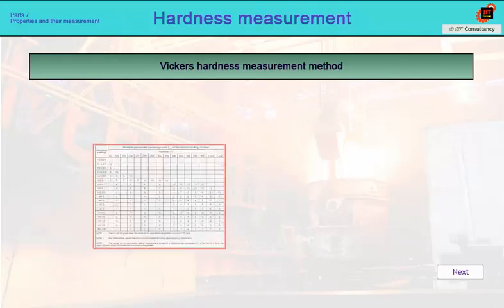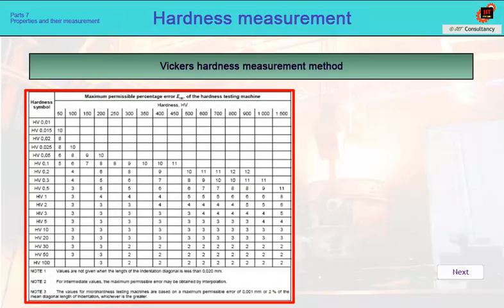The same is true of measurement accuracy. The lower the load, the lower the accuracy. The table shows that at low loads, the measurement deviation can be up to 10%. At high loads, it can be only 2%. This must also be taken into account when evaluating our measurement.